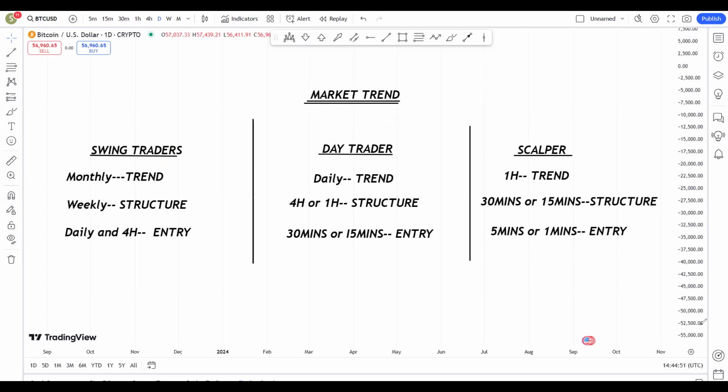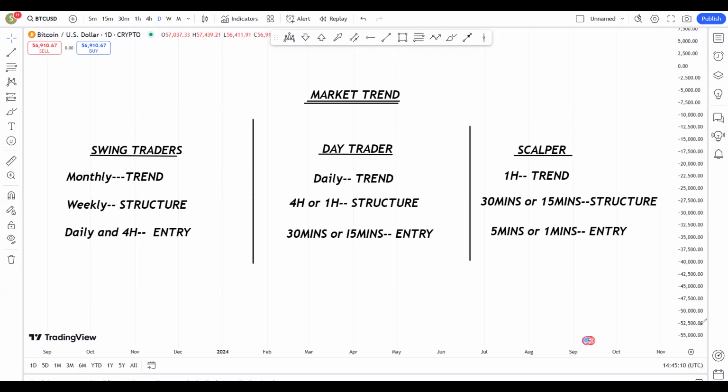You look for the trend of the market, in the sense of where the market is currently going. Is it going to the upside or is it going to the downside? On the monthly time frame, they check the direction of the market. And then after checking the direction, they come down to the weekly time frame to check the structure of the market.